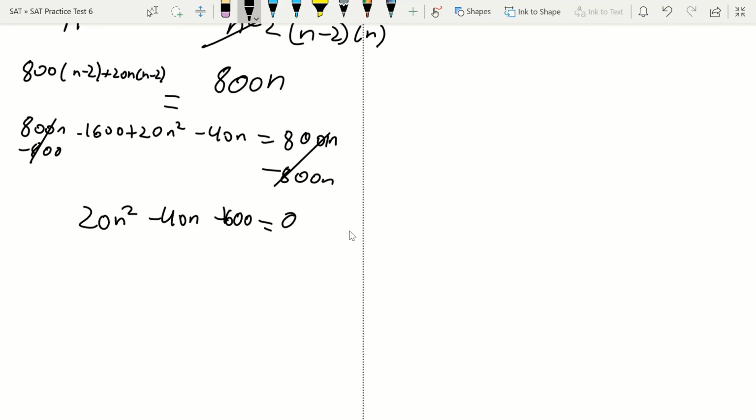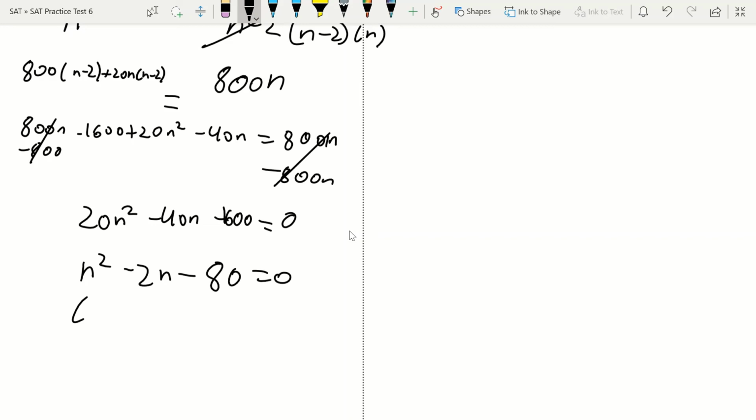I see that a factor in all of those is 20, so I can get rid of 20. So I'll be left with n squared minus 2n, then 1600 over 20 is 80, equals 0. And then what we know is this was, yep, minus 1600. Okay, so we've got minus 80, right? Because this was minus 1600, not plus 1600. All right, so now we go ahead and factor this out. So I'm looking for factors of negative 80 that add to negative 2.